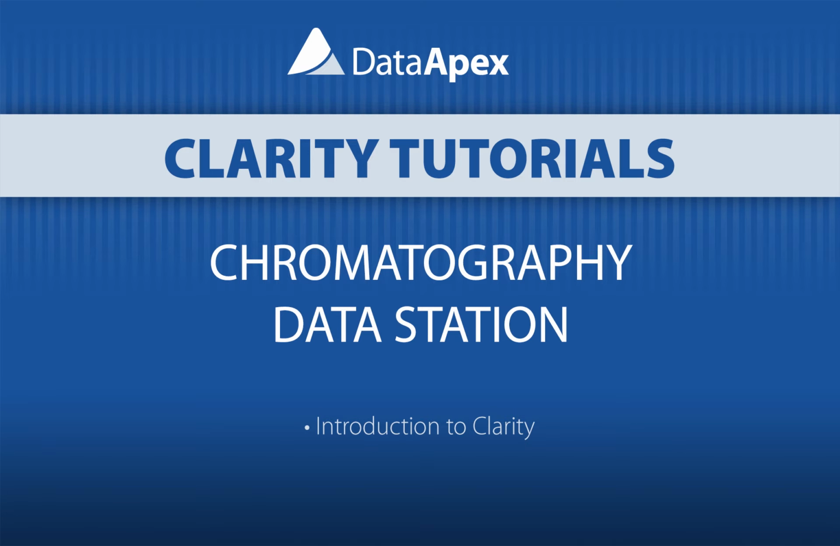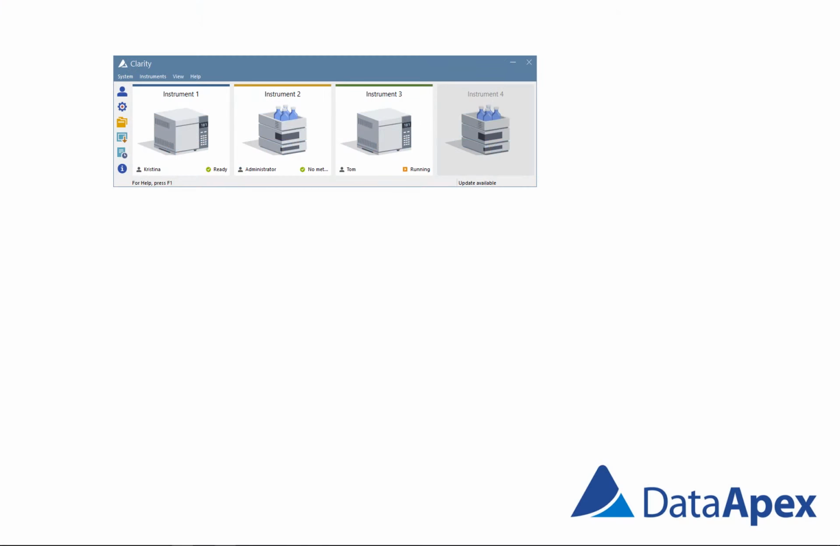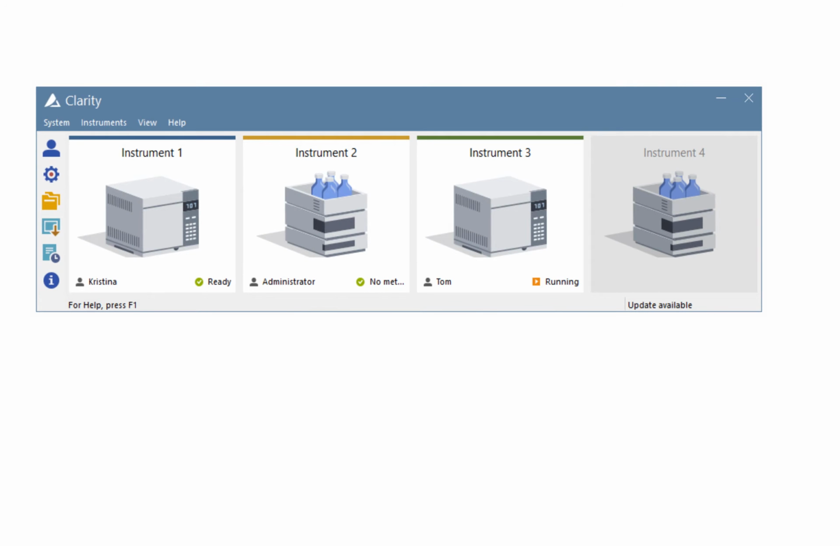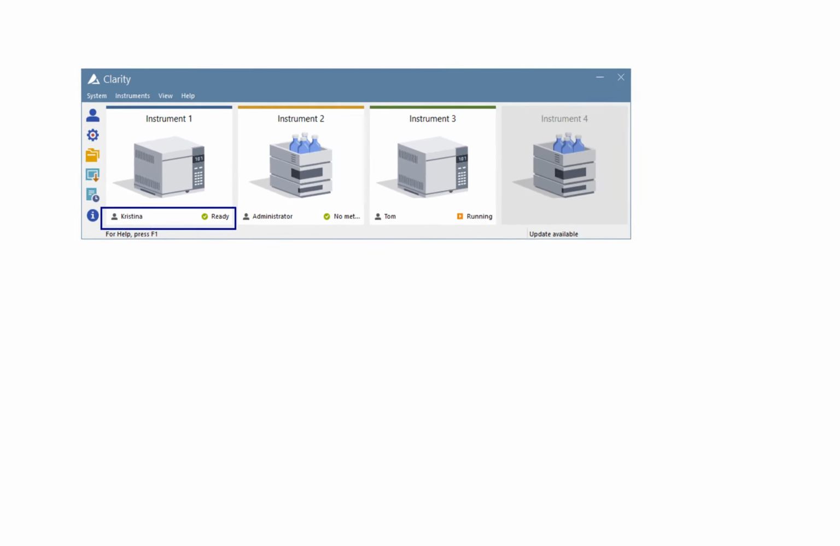My name is Christina, and today I will give you a basic introduction to the Clarity Chromatography station. In Clarity, it is possible to perform independent data acquisition from up to 4 chromatographs. When you are using more instruments and more users at once, you may find it helpful that information about current status and signed-in user is displayed in the main window.